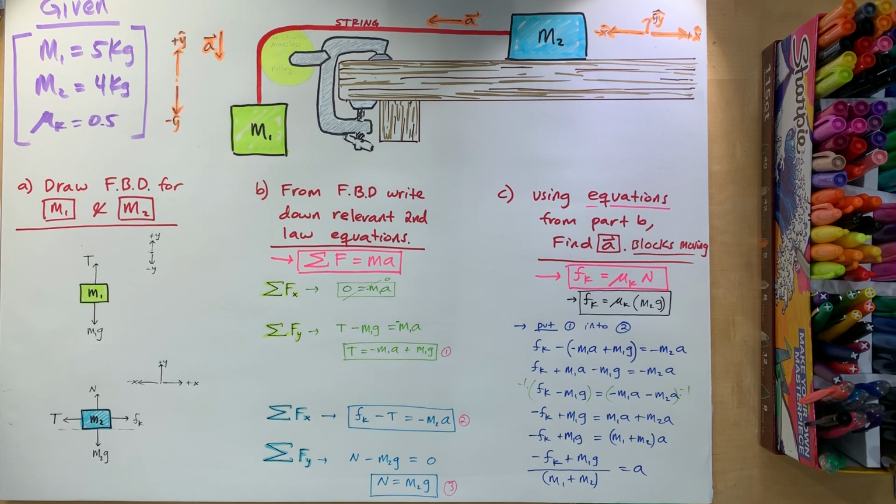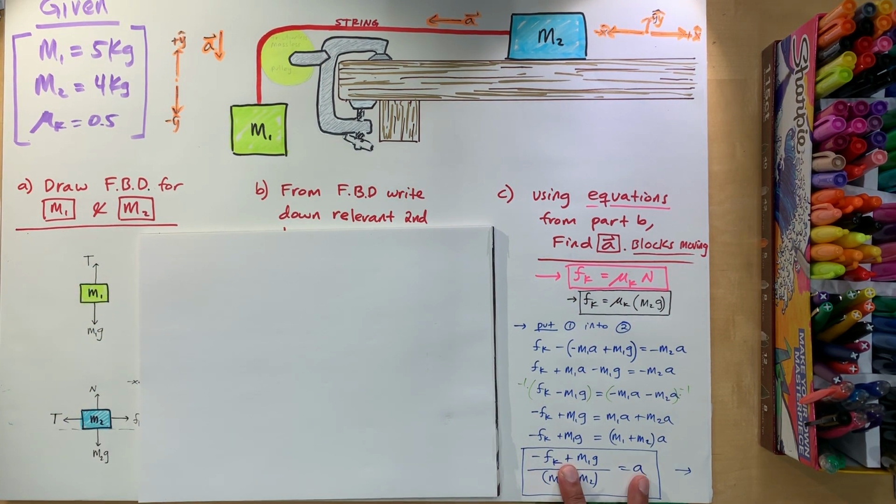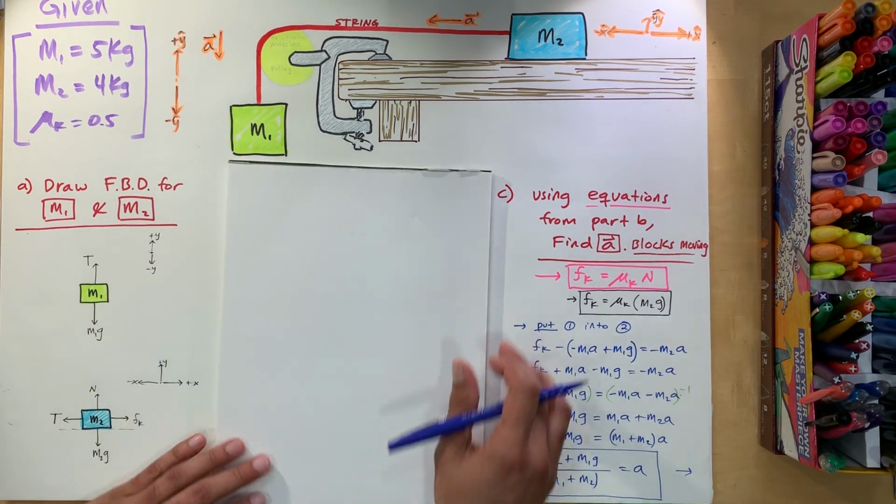All right, so I think I ran out of room here, but this is fine. So now we got an expression for a. This is looking good right here. All right, so let's continue on this paper right here. I'm gonna put this equation up here. Make sure I write like this.